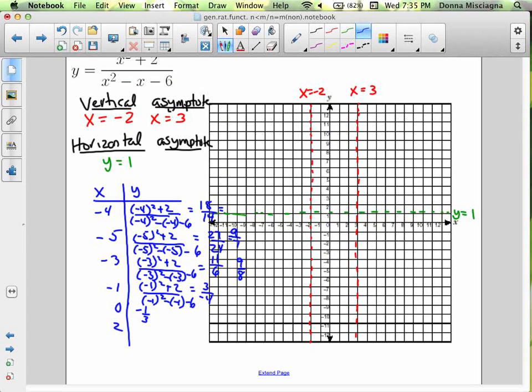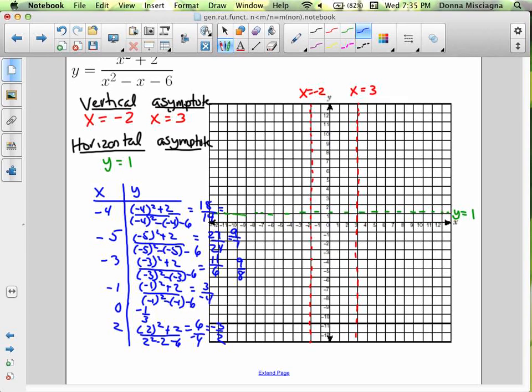So 2, that would be 2 squared plus 2 divided by 2 squared minus 2. I don't know why I put in parentheses there. Don't need it. It's not minus a negative, it's just minus 2. Minus 6. So that's going to be 4 plus 2, that's 6. And 4 minus 2 is going to be 2. 2 minus 6 is a -4. So this is -3/2.